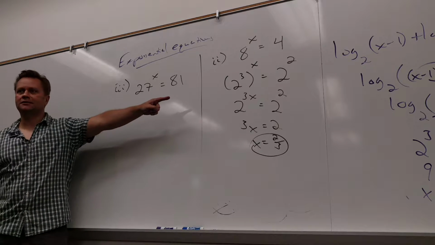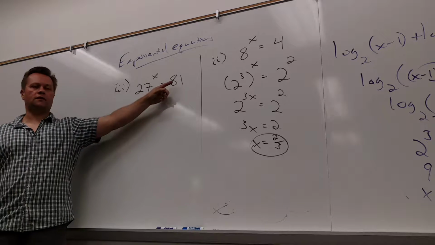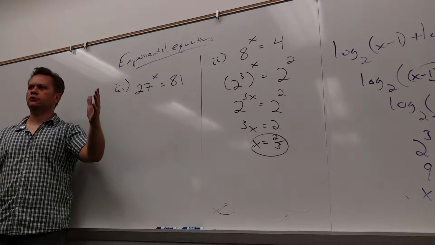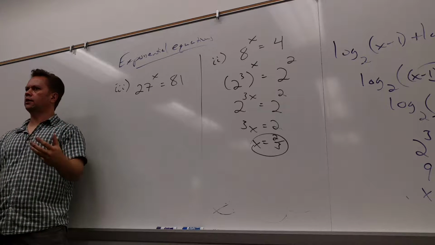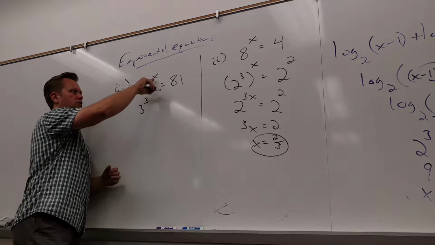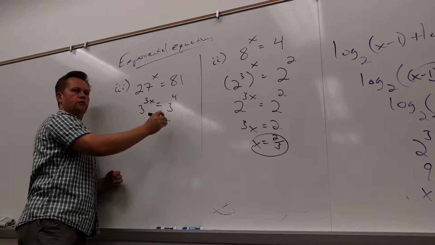The process is that. So 27 is 3 to the 3rd. What can I base both of these off of? 3. You guys see that? They're both powers of 3, aren't they? We should know these numbers by now. 27 is 3 to the 3rd, so that'll be 3 to the 3x. 81 is 3 to the 4th.